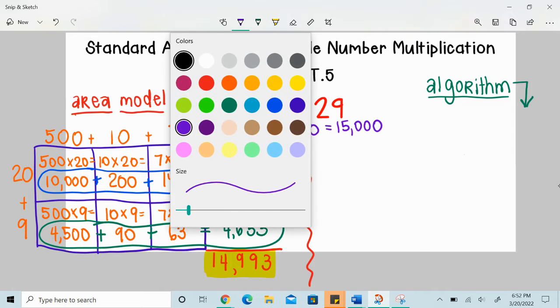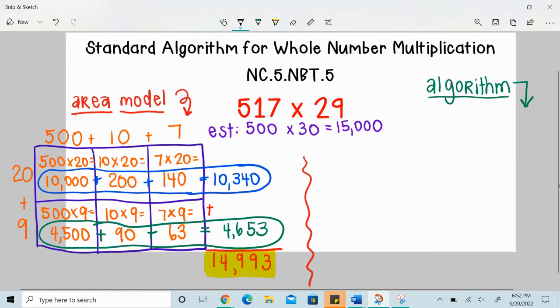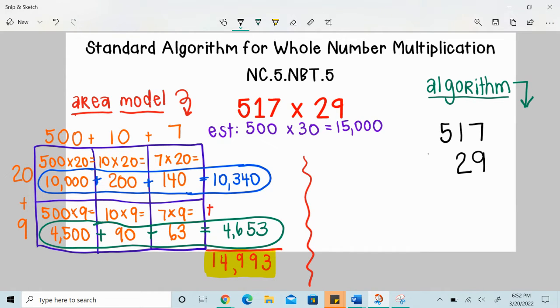So let's take a look at using the algorithm to solve. The first thing that we'll need to do is stack both of the factors on top of one another vertically. So I'm going to record 517 and then 29 underneath. We want the place values to be aligned like you see here. And now we're ready to multiply. When we're using the standard algorithm for multiplying whole numbers, we begin in the ones place here with our 9, and we're going to multiply the 9 by each digit in 517.